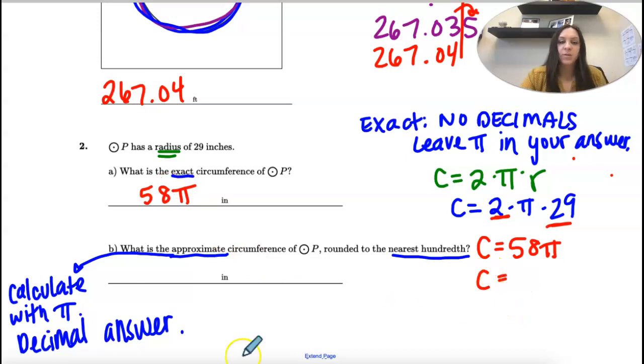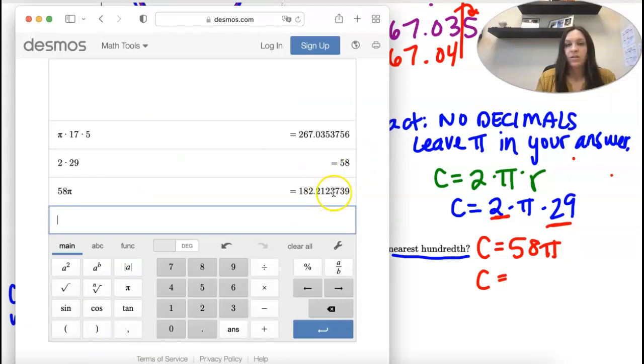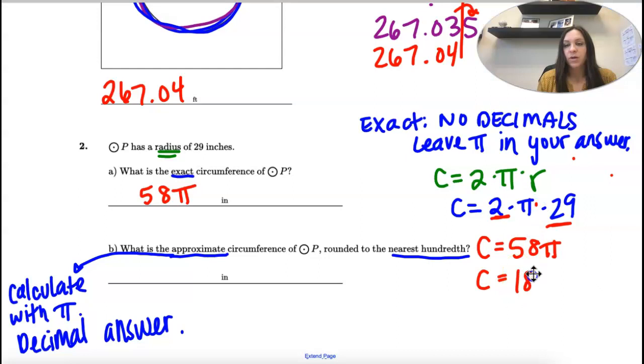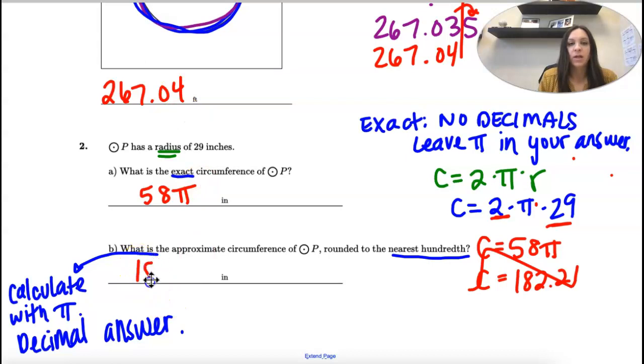Our approximate is when we're actually going to calculate that. 58 pi. 182.21 rounded to the nearest hundredth. Oops, sorry, the pen was on. 182.21 inches.